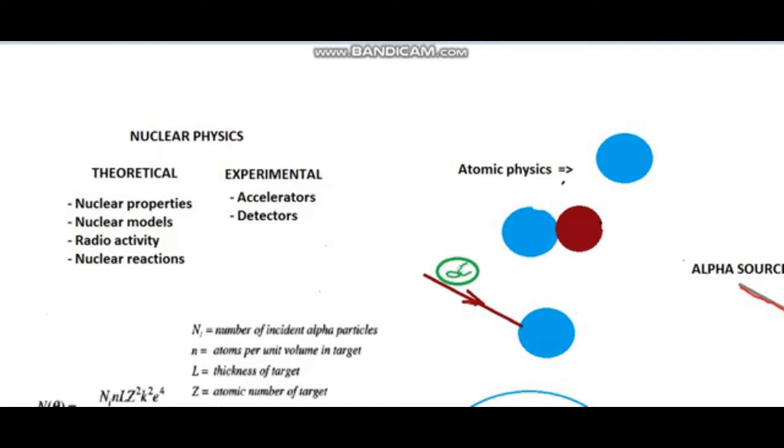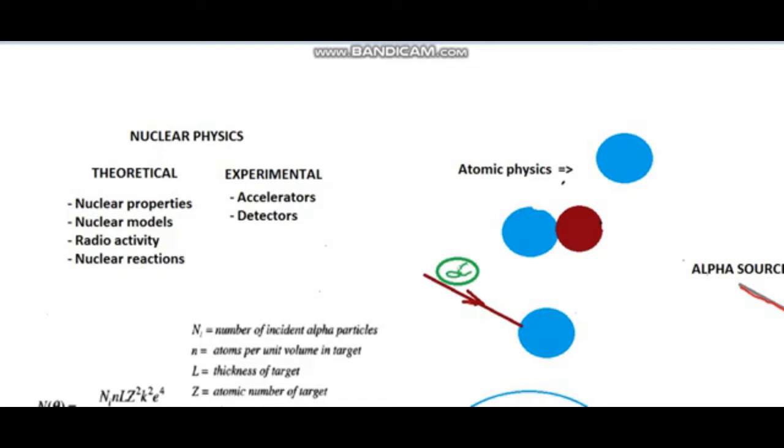So first we will focus on the theoretical part, and in nuclear properties we will be considering the mass, size, spin, charge, etc. of the nucleus. Then we will go to the nuclear models, where we have different theoretical approaches which explain the structure of the nucleus, like the liquid drop model, shell model, etc. The third one is radioactivity, which is alpha and beta decay: why it is happening, when it is happening, all those things we will study in this section.